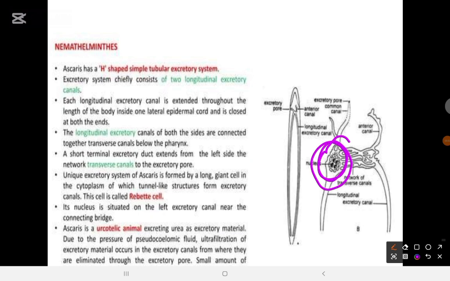Now, Ascaris is a ureotelic animal, excreting urea. Oh, I think I made a mistake there. It is not ammonotelic, it doesn't excrete ammonia. It actually excretes urea. How did I forget that? Pardon my mistake. Sorry.